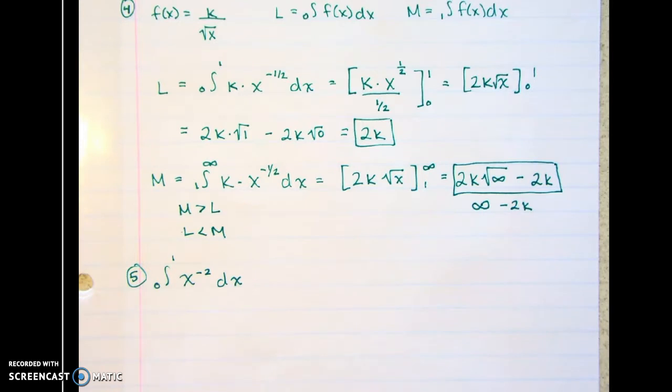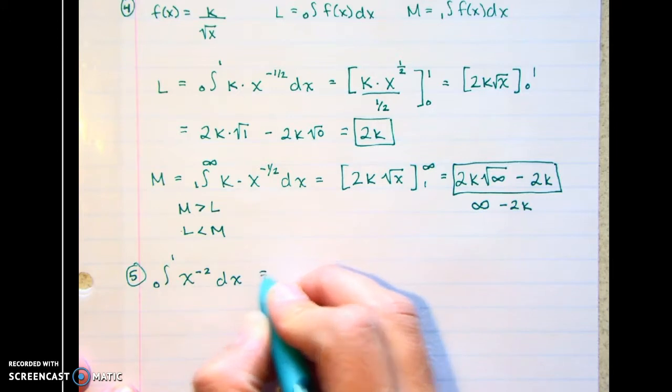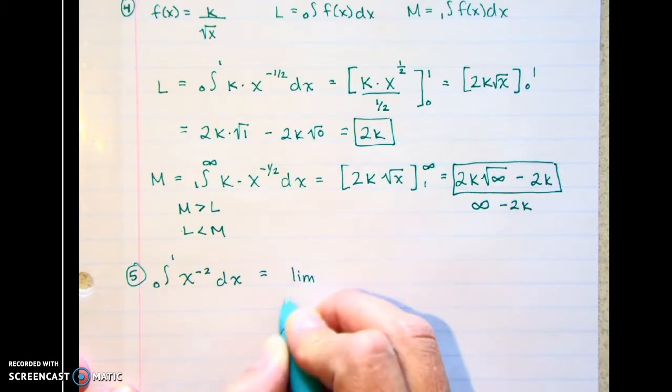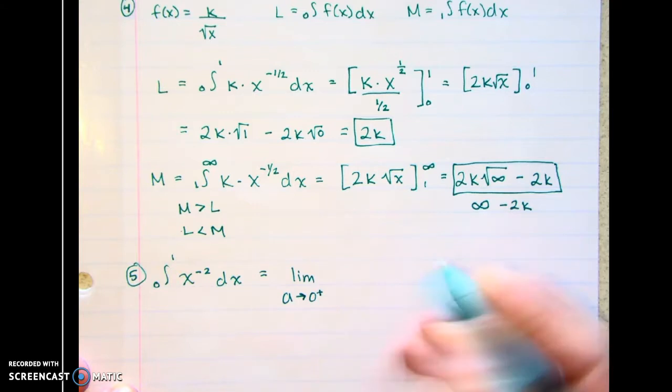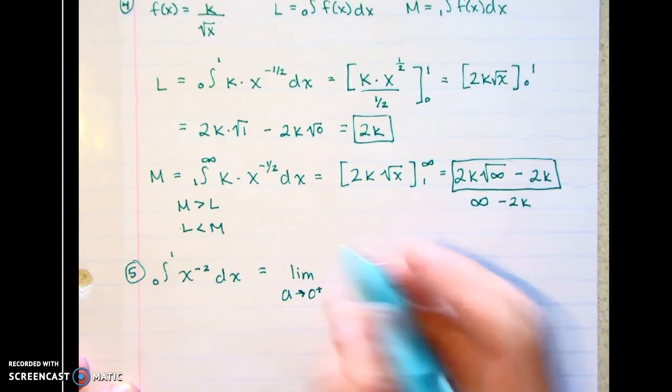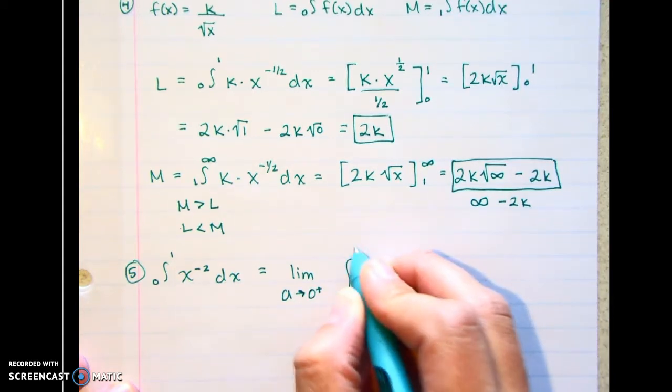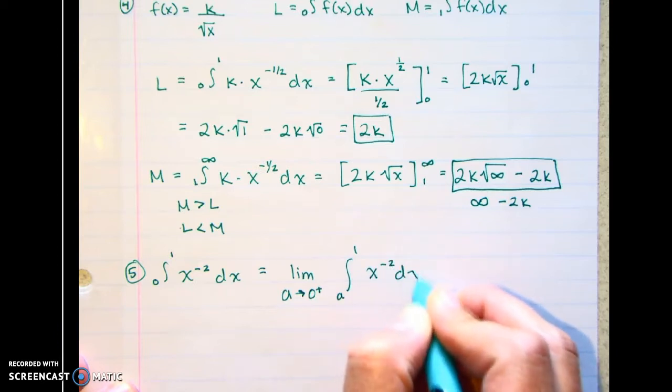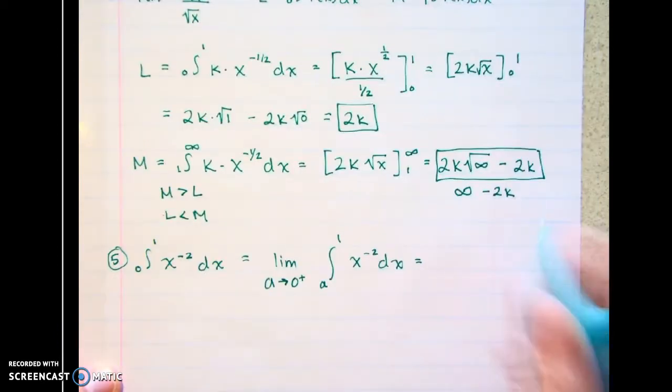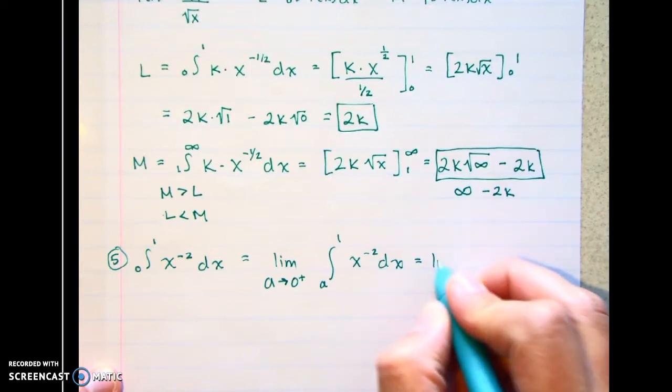What's the area of the region in the first quadrant between the x-axis, the y-axis, and x equals 1? So we're going from 0 to 1. There's a limit here. This is actually going to infinity. So we need to rewrite this as the limit as a approaches 0 from the right. So as we go towards 0, what's our integral going to be?